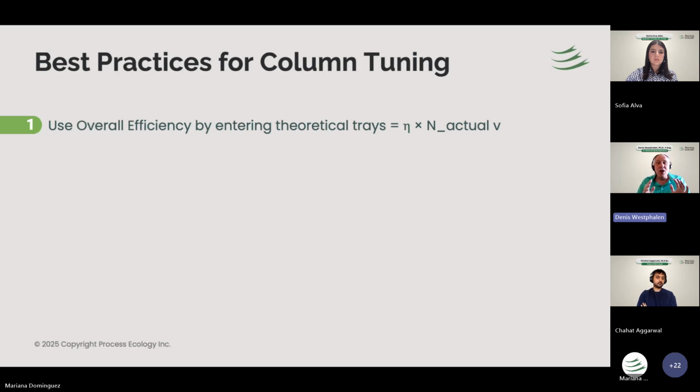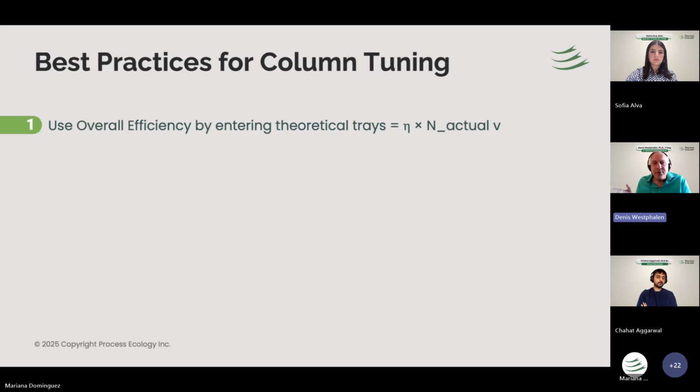So a column that has 80% tray efficiency is not the same thing as a column where all trays have an 80% Murphree tray efficiency. What we find is that many people think, oh, they are just the same. It's just a different way to enter that efficiency into the simulator. No, they are not the same.